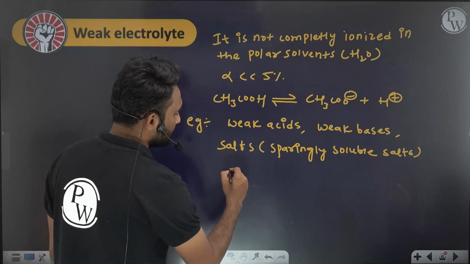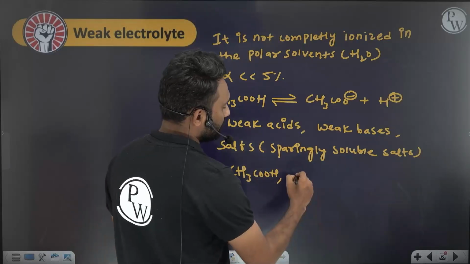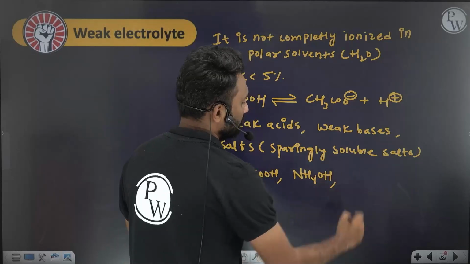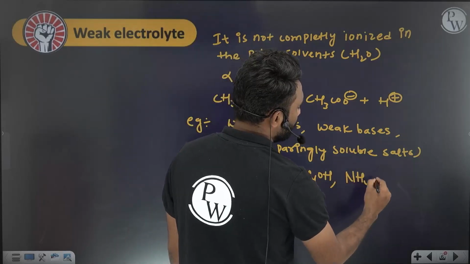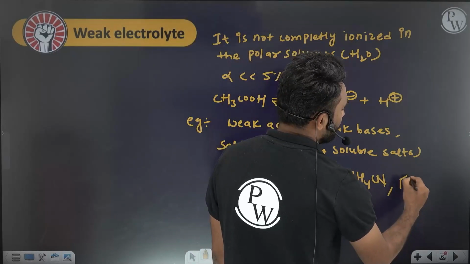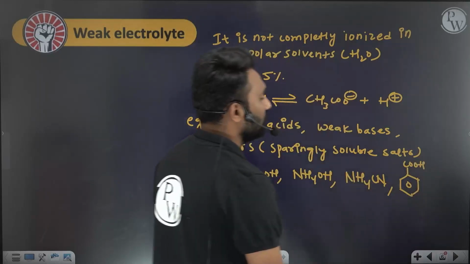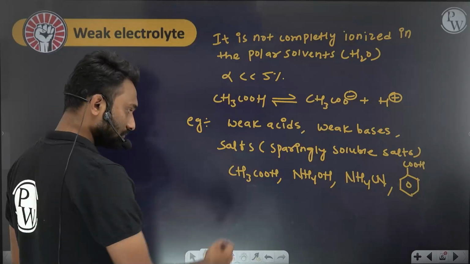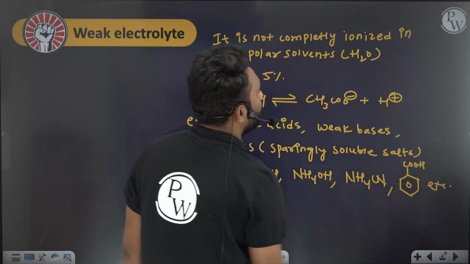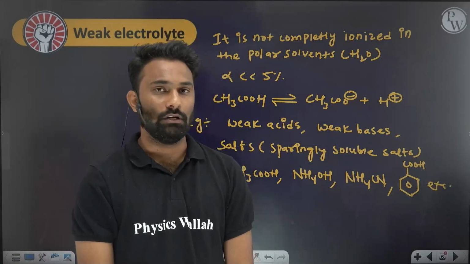Examples of weak acids: CH3COOH, next ammonium hydroxide, next ammonium cyanide, next benzoic acid. Organic acids are also called weak acids. These are the examples for the weak electrolyte.